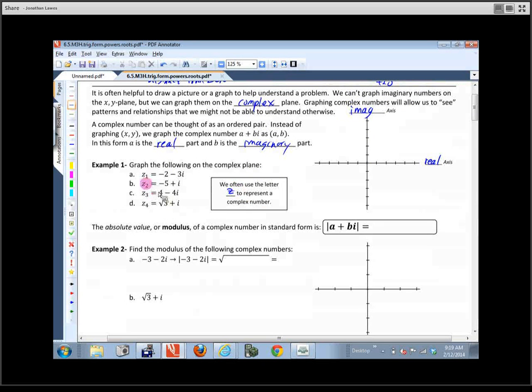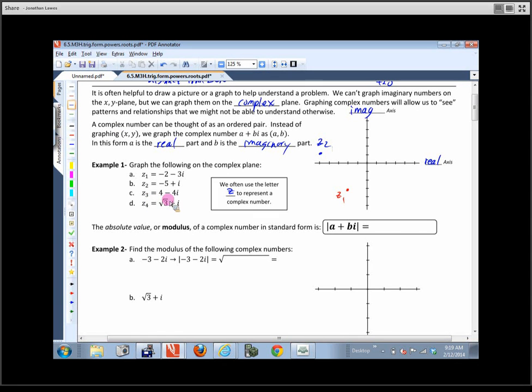So I've got 4 different complex numbers here, and we're just going to go ahead and graph them. So I'm going to graph Z1. Z1 is negative 2 minus 3i. So I graph that here. Negative 2 is the real part. Negative 3 is the imaginary part. So that's where Z1 is. If I want to graph Z2, negative 5 plus i, so back 5 and up 1, that would be Z2.